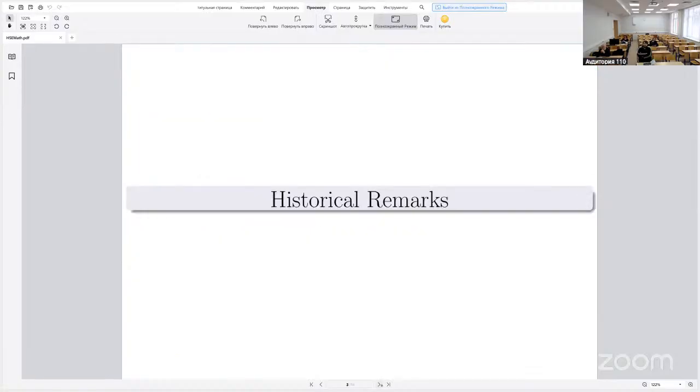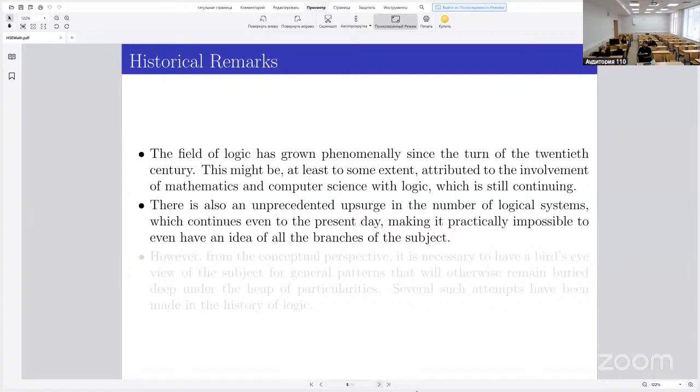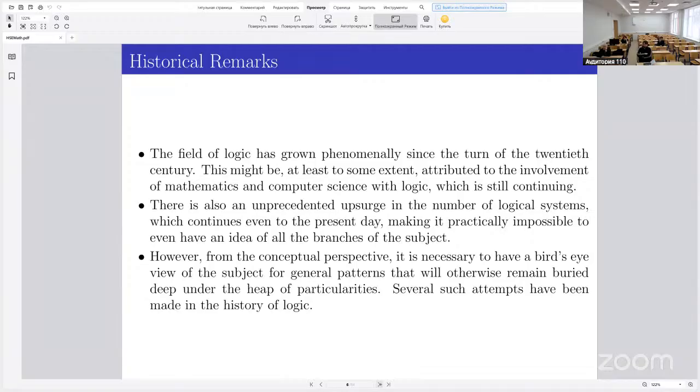Okay. So here goes. The field of logic has grown phenomenally since the turn of the 20th century. This might at least be due to the involvement of mathematics and computer science with logic, which is still continuing. There is also an unprecedented upsurge in the number of logical systems, by which I mean concrete logical systems, and which continues even to the present day, making it practically impossible to even have an idea of all branches of the subject. However, from a conceptual perspective, it is really necessary to have a bird's eye view of the subject for general patterns that will otherwise remain buried deep under the heap of particularities.